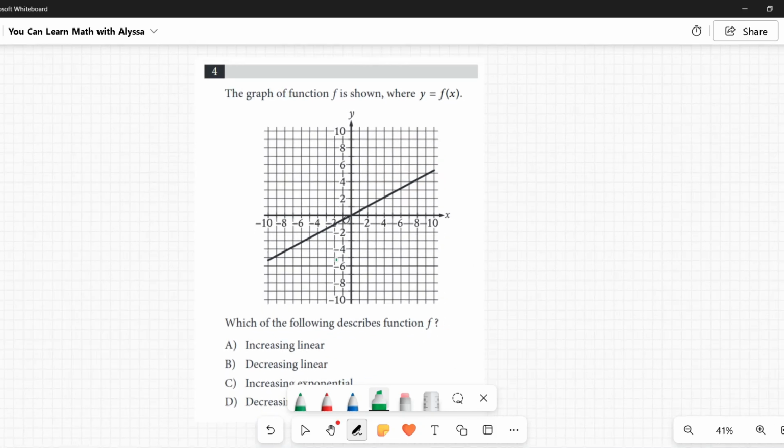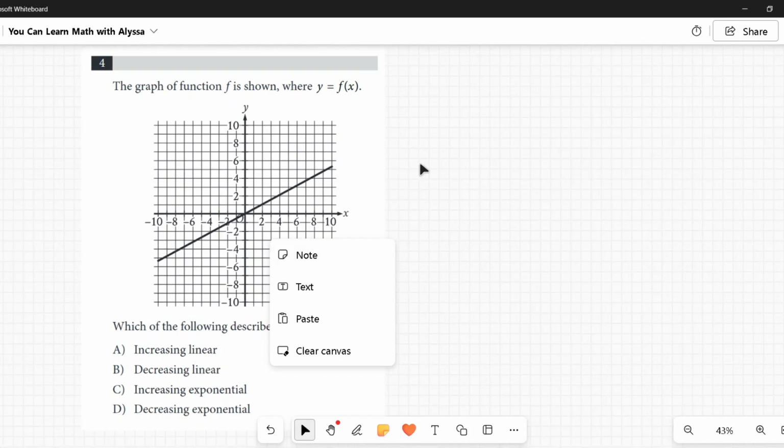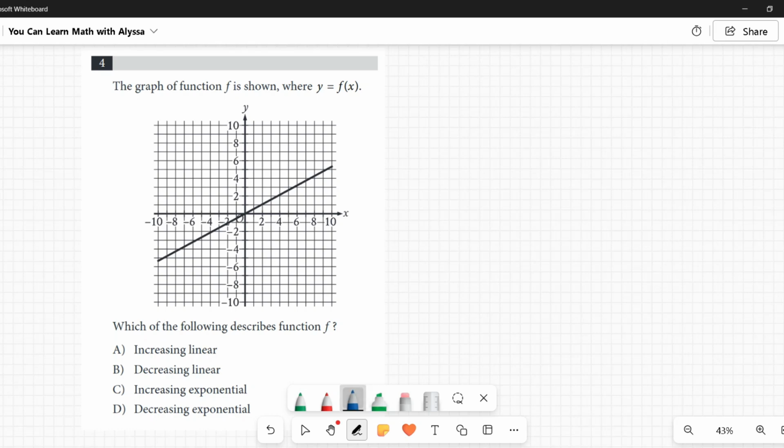Number 4. The graph of function f is shown, where y equals f of x. Okay, and we have this line there. Which of the following describes function f? Increasing linear, decreasing linear, increasing exponential, decreasing exponential. Boy, do they love these. And it's always these 4 choices. They show you a graph, or they give you an equation, and then they say, which one is it?